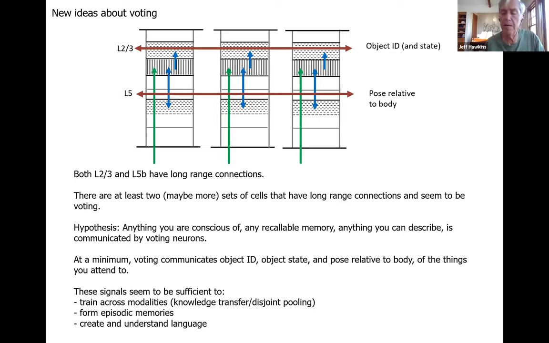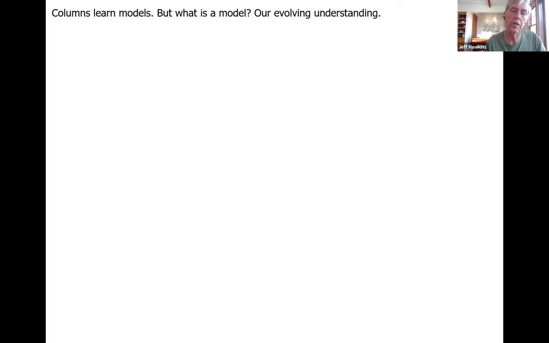We're going to go into the basics, what it means to model something. Okay, sounds good. And that will expose more questions and problems. So we say columns learn models, but what is a model? What is it? And our understanding of this has been evolving. And you'll see the latest evolution of it.